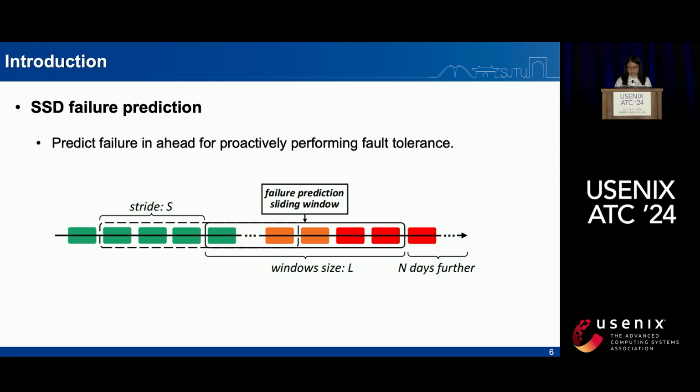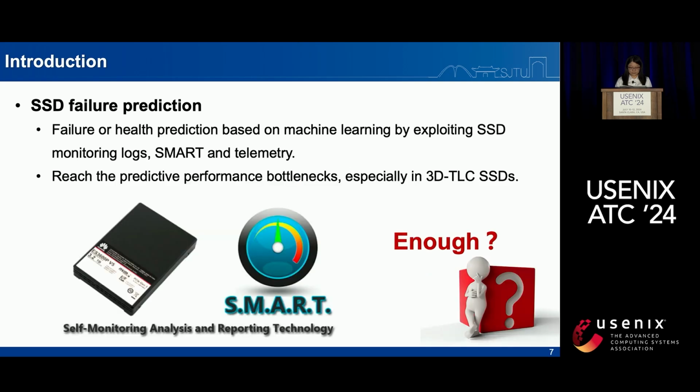Therefore, instead of just relying on reactive data redundancy, it's essential to predict SSD failure in advance to proactively perform fault tolerance or maintenance. This figure shows the logic diagram of how to predict SSD failures in advance. Usually, a failure prediction sliding window is adopted upon the SSD monitoring data, such as the SMART logs. Conventional SSD failure predictions are usually based on SMART attributes using machine learning algorithms.